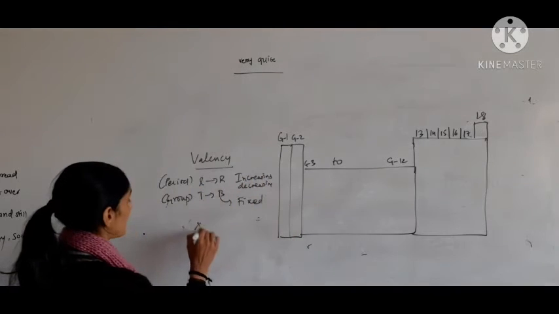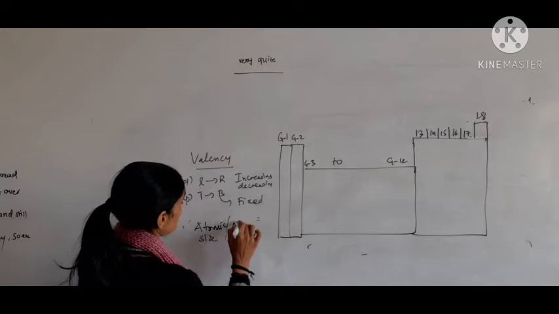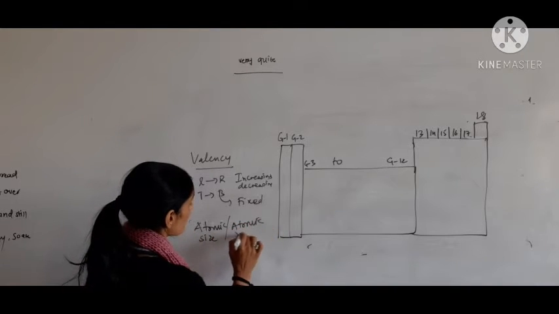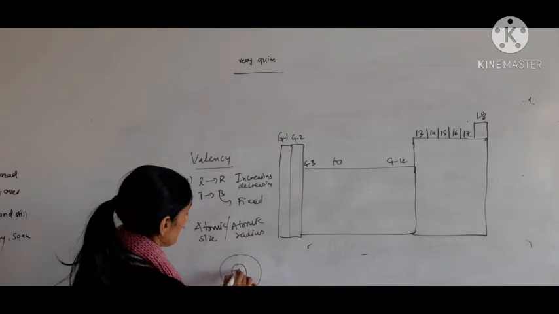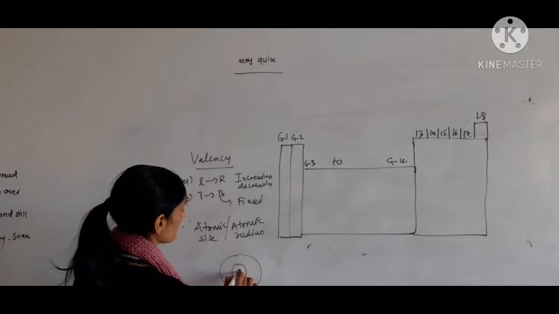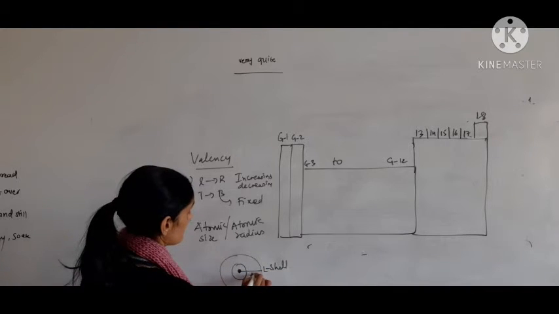Secondly, we talk about atomic size and atomic radius. Atomic radius is known as the distance from the center of the nucleus to the last shell. Suppose I have an element; the distance from the nucleus to the last shell is known as the atomic radius.